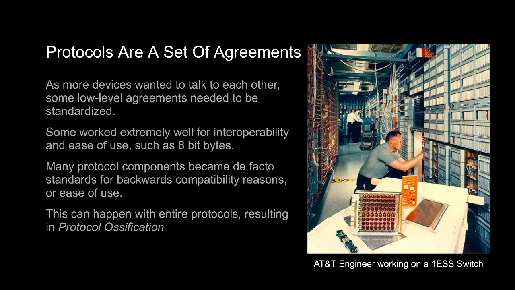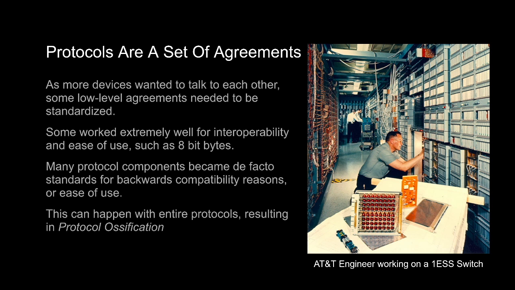And so, as more devices have been developed and want to talk to each other, a lot of these low-level agreements had to be standardized. Some of them were really basic, but they had to start somewhere, like 8-bit bytes. An example here is this AT&T engineer working on this one ESS switch. Back in the day, when people wanted to communicate with each other, they wanted to use the already pre-existing data interchange infrastructure, because laying down all those lines and making your own switches and everything would be a lot more work than simply using what already existed.